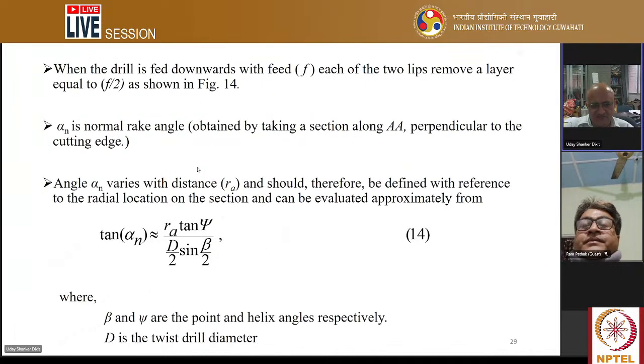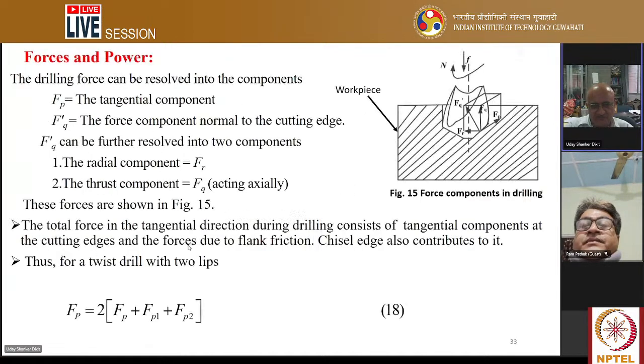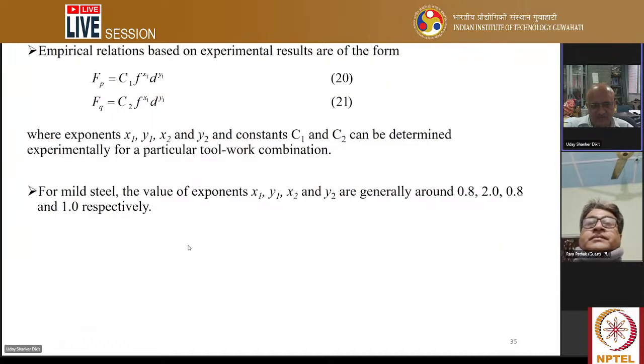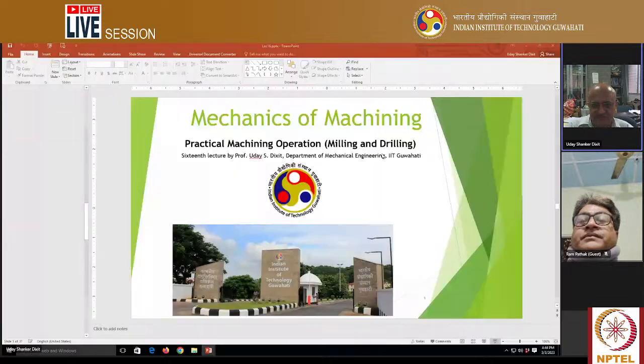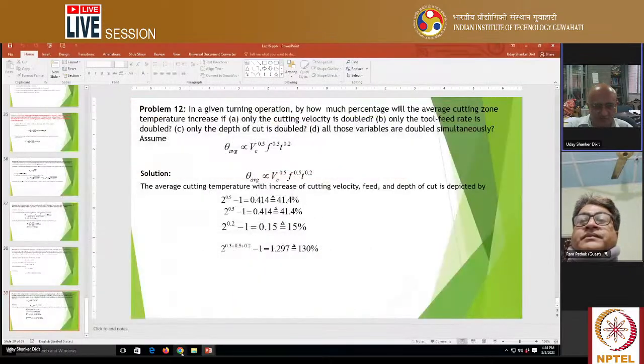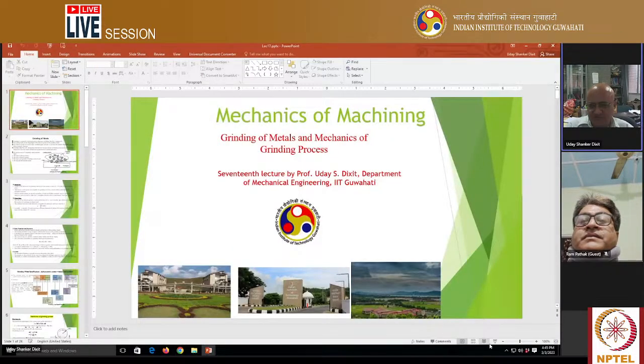Drilling process, twist drill, and this is in the drilling process. Geometry itself is very interesting. So you have to study that the normal rake angle itself keeps on changing with radius. Okay, it varies with the distance, and this is chip formation in drilling, forces, and the forces because of the chisel component also. So this is the geometry of this one. It is dependent on the helix angle. So these are the things here. You can slowly study, because I am just giving exposure here.